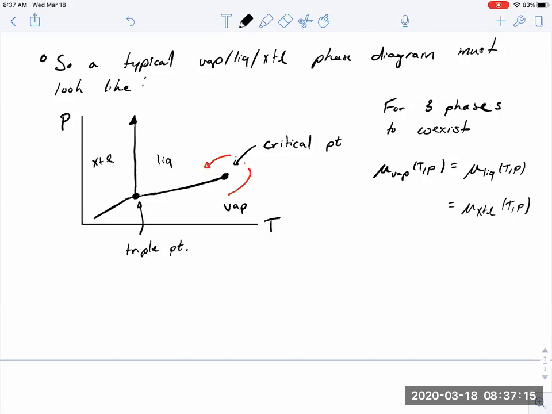And I have two unknowns, namely, what are the temperatures and pressures which would allow for that equality. So indeed, two equations, two unknowns, that is a perfectly balanced equation. There's a unique solution, which means that there is a single point in the temperature pressure plane where three phases can coexist. And that point is then that triple point.